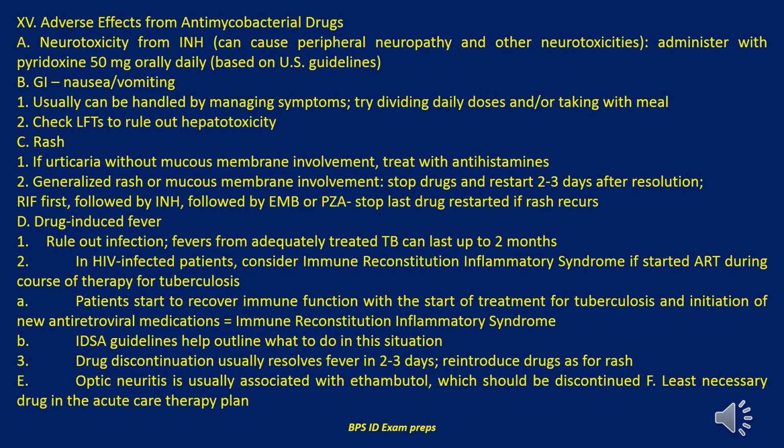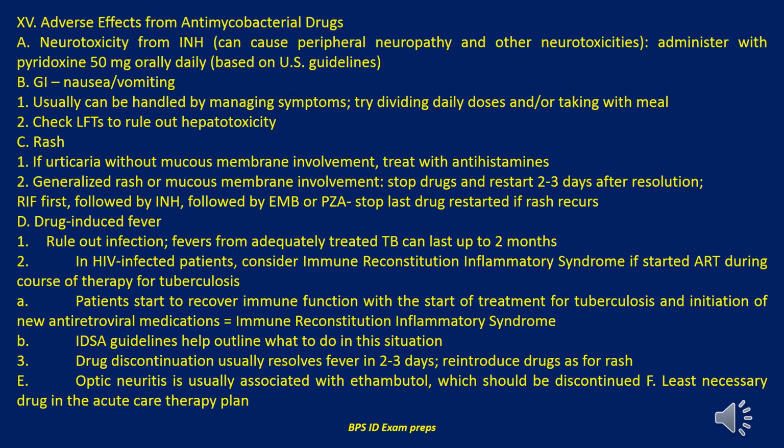We will now look at adverse effects from antimycobacterial drugs. A. Neurotoxicity from INH. It can cause peripheral neuropathy and other neurotoxicities. We should administer it with pyridoxine 50 mg orally daily, based on U.S. guidelines. B. GI. It may cause nausea and vomiting. Usually this can be handled by managing symptoms, try dividing daily doses and/or taking with meal. And check LFTs, to rule out hepatotoxicity.